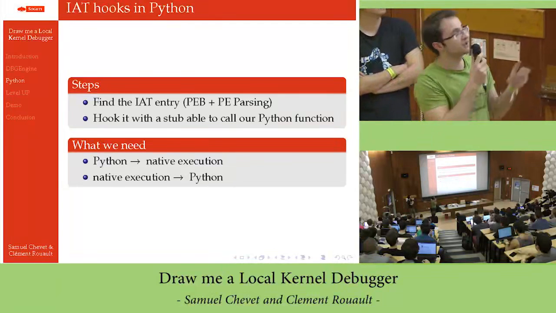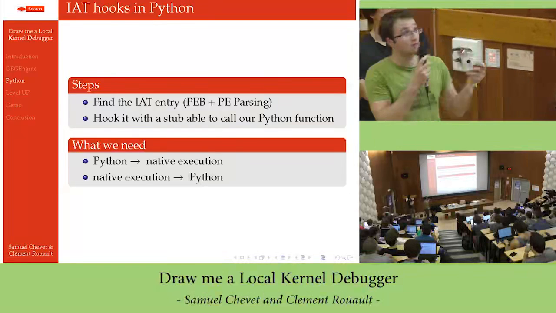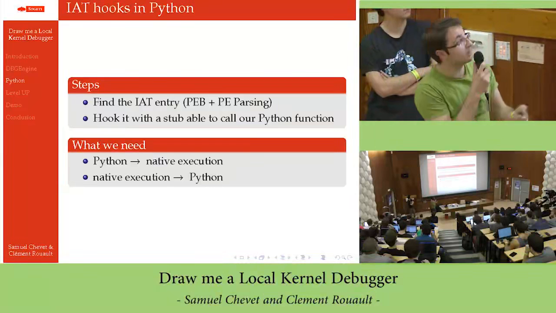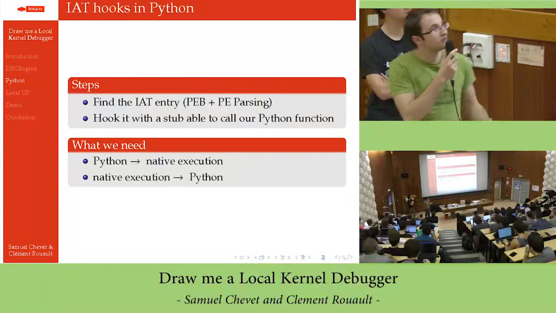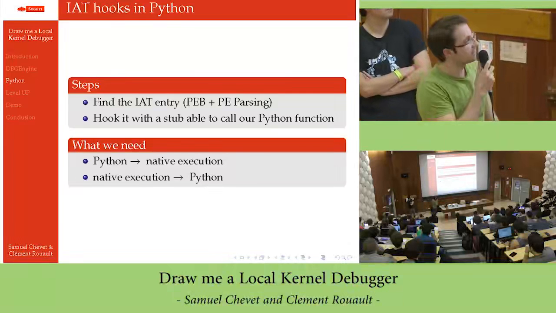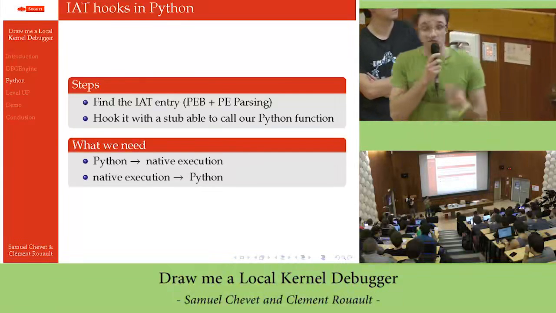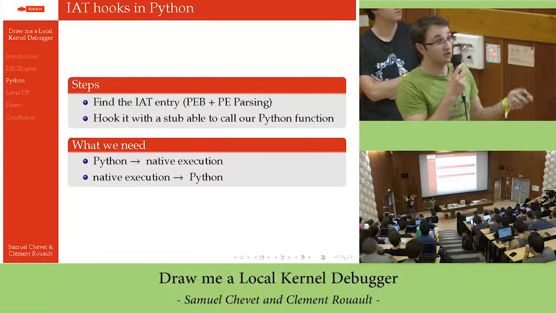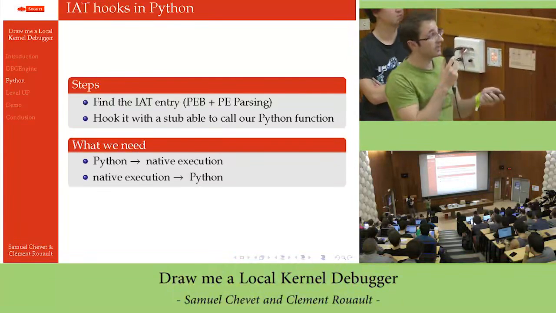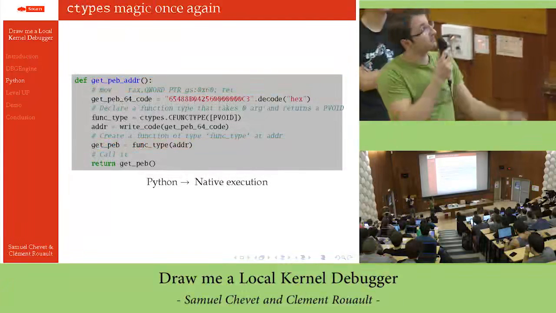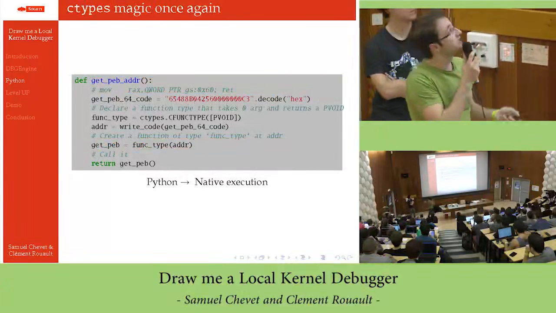We need to hook it with a stub able to call some Python code, because we want hooks and callbacks in Python. It would be really too easy to have native code, so we want Python as a callback function. For that, we need 2 things. We need to be able to call native code from Python and call Python from native code. So for the first one, ctypes magic once again, it's like pretty easy.